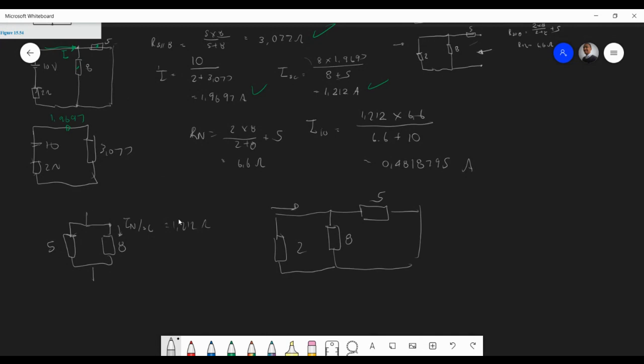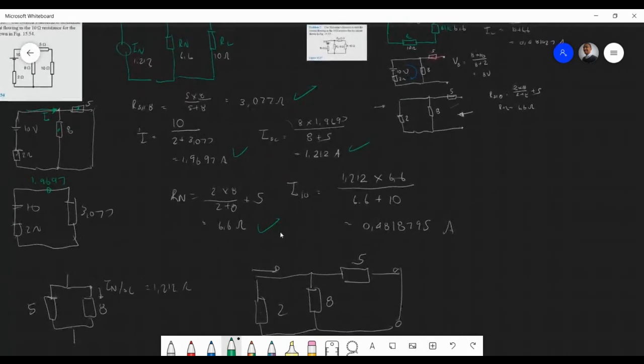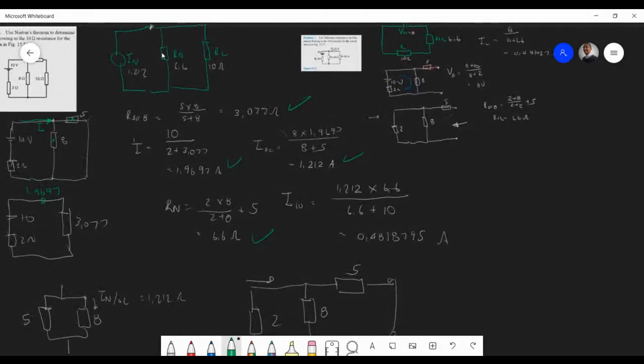So we look this way, looking into the terminals. 2 and 8 is in parallel. We get that plus 5. That'll be in series with that total. We get 6.6. That's our R Norton. Remember, your R Norton and R Thevenin are exactly the same value. Very important. You plug it back here, and then looking at our green circuit, we just use current division, and of course we choose the one we don't want, which is 6.6, because we consider the 10 ohm resistor. Use current division, and we can get the answer. Is it clear to everyone now?